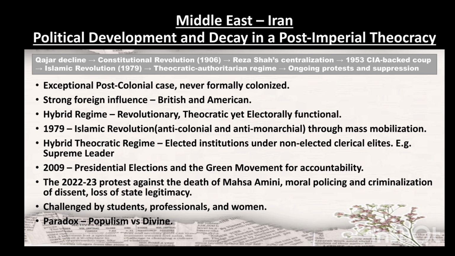1979 saw the Islamic Revolution, which was both anti-colonial and anti-monarchical through mass mobilization. It led to the establishment of a hybrid theocratic regime which had elected institutions under non-elected elites. 2009 saw presidential elections as well as a movement for accountability, and at present the country faces protests against moral policing and criminalization of dissent and loss of state legitimacy, challenged by students, professionals, and women. So all over, the country presents a paradox of populism versus divine.